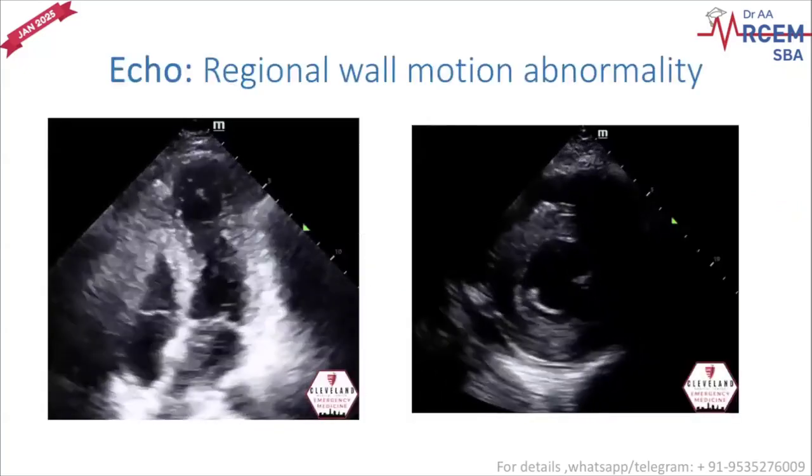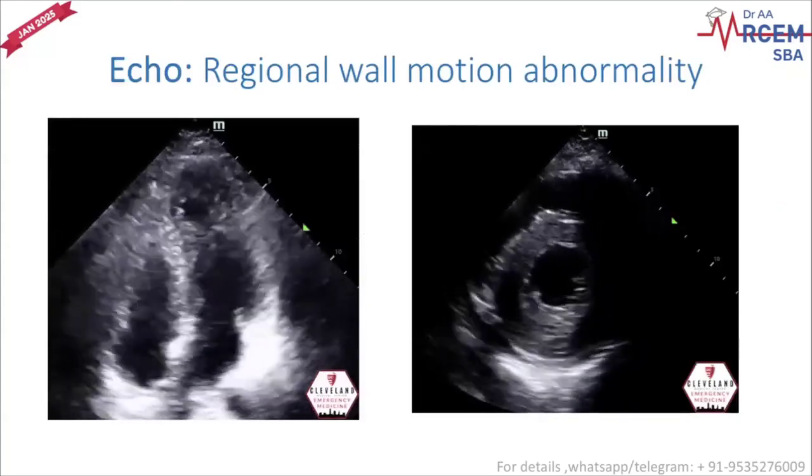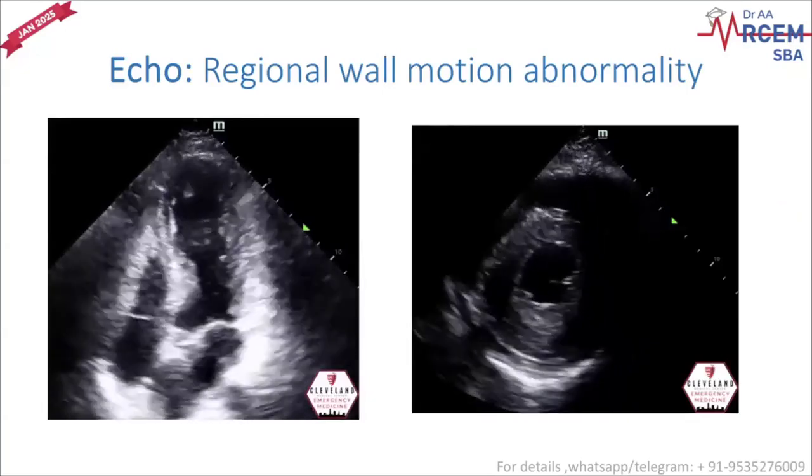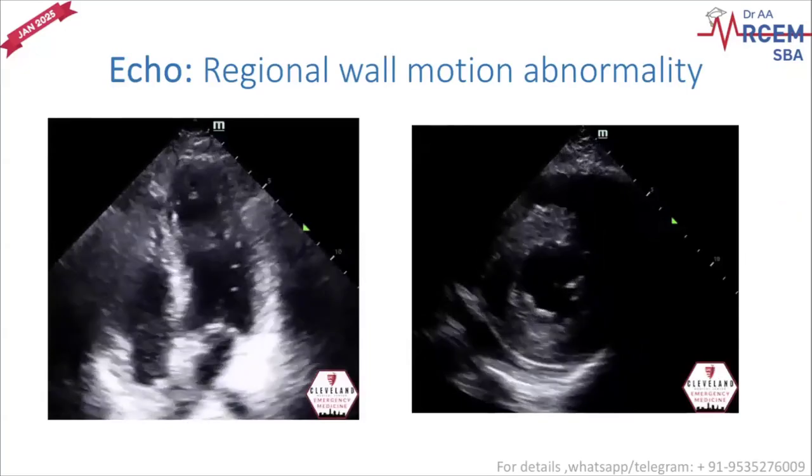Echo scan. When we discussed the definition, I said that regional wall abnormality found on an echo scan can also be considered as a ST segment or a myocardial infarction.